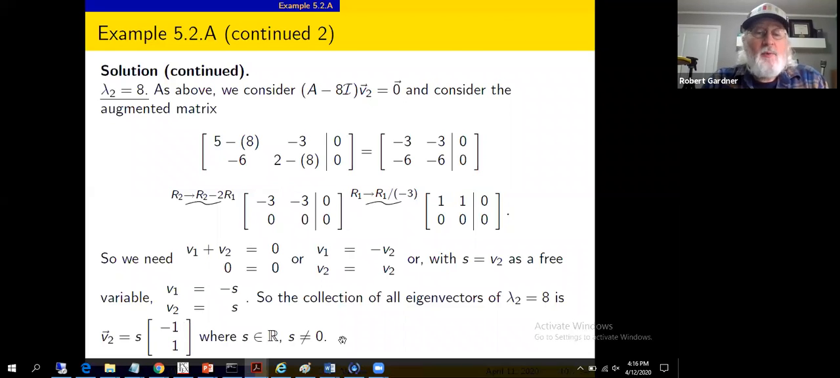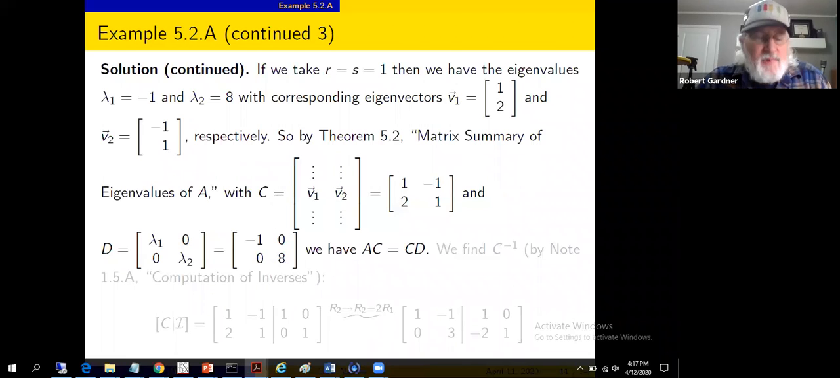All right, maybe we could let s equal 1, and that would give us a particularly nice eigenvector associated with lambda 2 equals 8. All right, so we'll choose r and s, the way I set things up, both to be 1. You want to choose different things, go ahead.